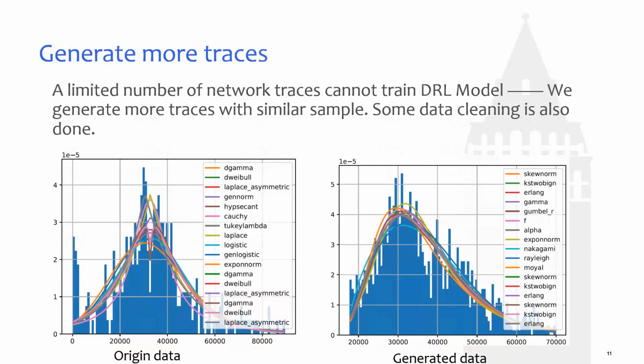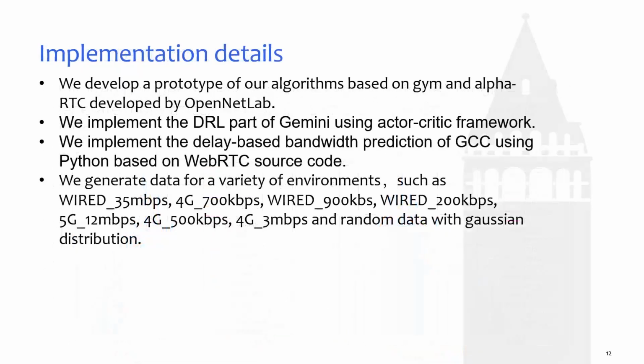Therefore, we finally choose to generate data similar to the original data sample distribution. In the process of the generation, we carried out data cleaning and removed the data that was too large or too small. In fact, the models trained on generated data actually perform better than the models trained on real data when tested. We think this trick is also an important part of our implementation. Here are some details of how we implemented Gemini.